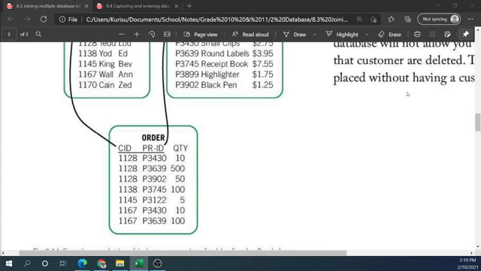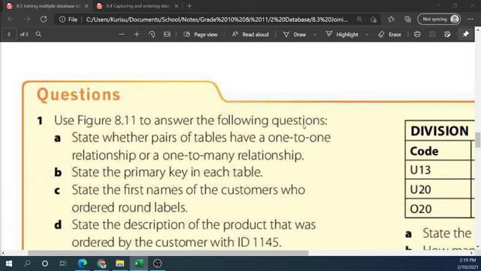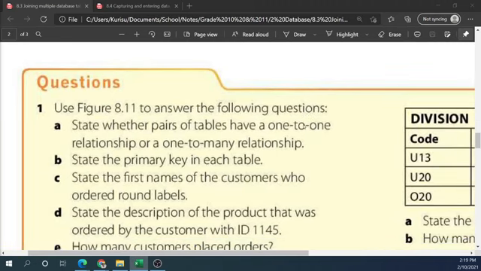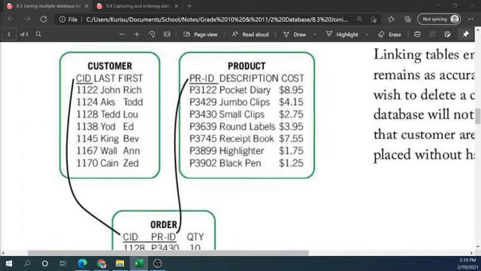You guys following? Yes, sir. Good. So 1B, state the primary key in each table. So that's going to be for Brian. What is the primary key in each one of the tables?